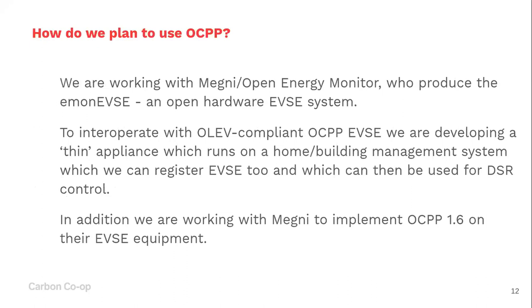And this is what we've had to do in this trial. So we've had to effectively develop a thin appliance which can run on a home or a building energy management system, which we can register the EV chargers to, which we can then use to control the chargers. I would accept that this isn't really an intended or desired use case of OCPP. But in practice, because currently it's being recommended in these UK government technical specifications, or at least in the OLEV ones, in practice, we need to work with the chargers in this way in order to enable this use case.